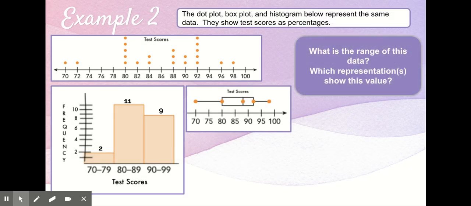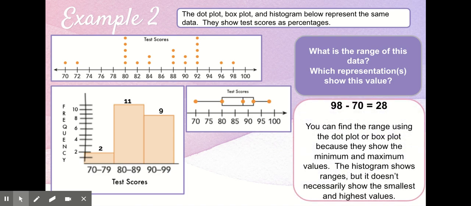What is the range of this data? Which representations show this value? We can look at either the dot plot or the box plot. I know that the maximum is 98 and the minimum is 70. If you subtract those, you get a range of 28%. You can find the range using the dot plot or box plot because they show both the minimum and maximum values. The histogram shows ranges, but it doesn't necessarily show the smallest and highest values. Maybe the smallest value was 71 and the highest value is 97.